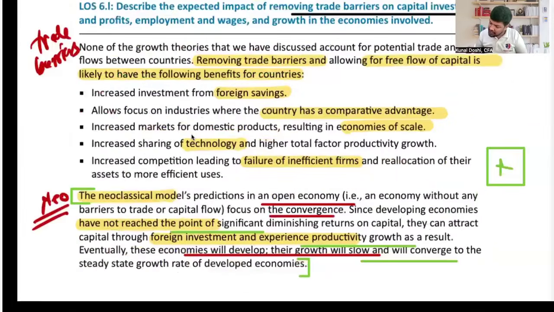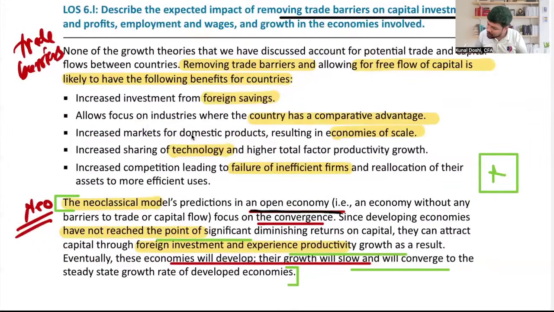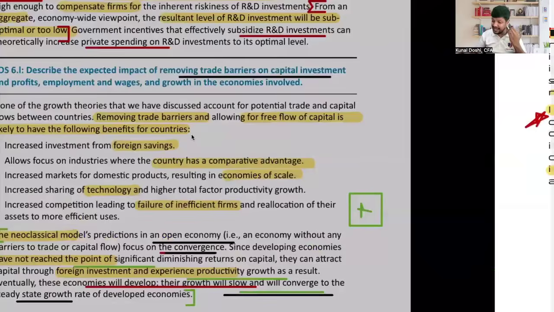Correct. The neoclassical model's prediction in an open economy focuses on the convergence. If the economy is open, globalization will actually make the poor countries also come to the rich point. Clear? That is what the neoclassical theory basically propagated. Correct? So foreign investments will happen. That is what the neoclassical theory says. So it is based on the concept that the economy is open, no restriction. All right, correct. Eventually, these economies will develop and the growth will slow and will converge to the steady growth rate. This is what neoclassical theory said.